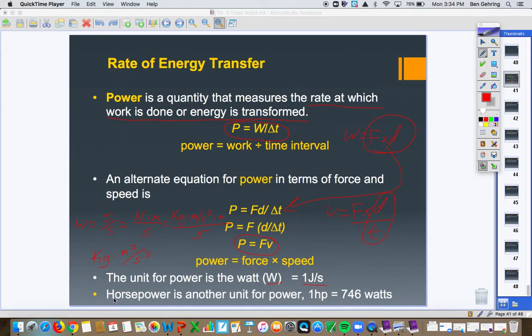And more commonly, we use what's called horsepower. So think of cars. 1 horsepower is the same as 746 watts. So if you had 60 watt light bulbs and you wanted to get up to 1 horsepower worth of light bulbs, you would need 12.4 or 13 light bulbs all running at the same time to equal 1 horsepower worth of power.